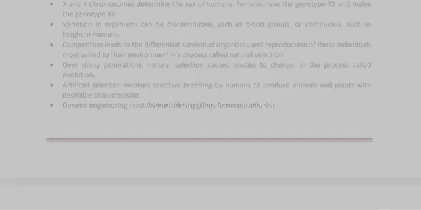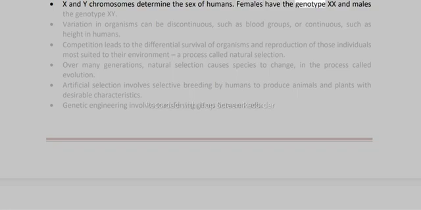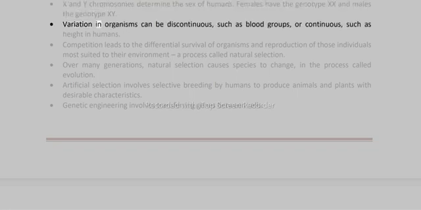X and Y chromosomes determine the sex of humans. Females have the genotype XX and males the genotype XY. Variation in organisms can be discontinuous, such as blood groups, or continuous, such as height in humans.